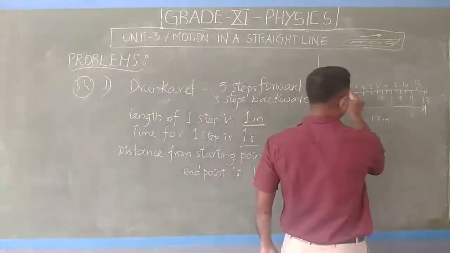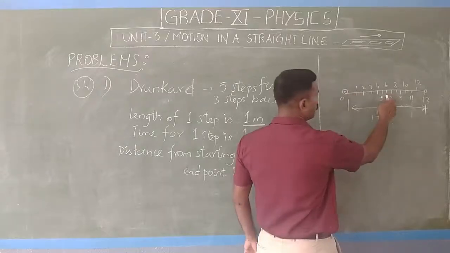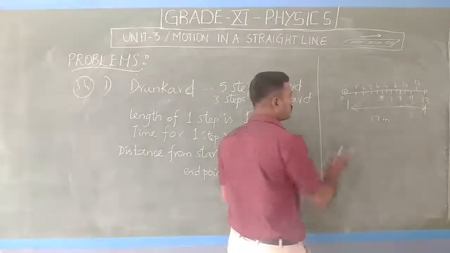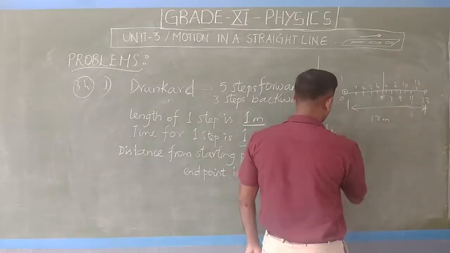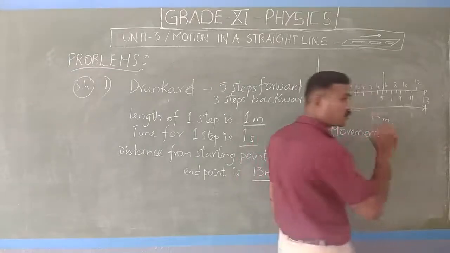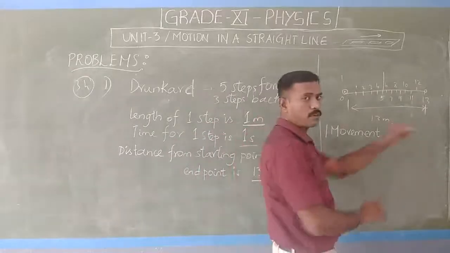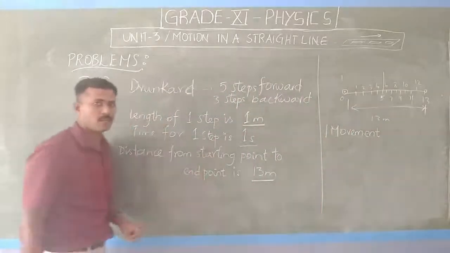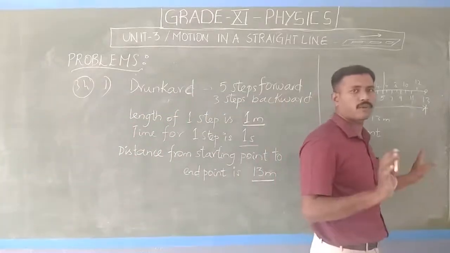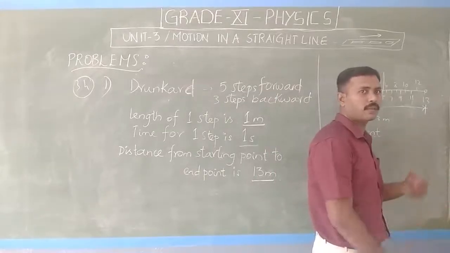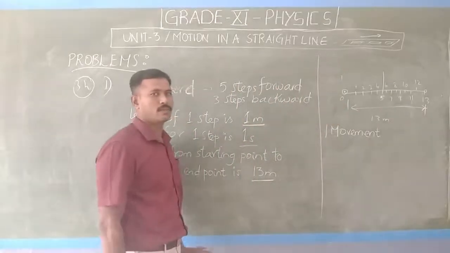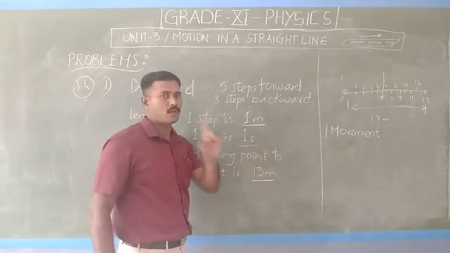First, from this point it moves 5 meters forward. Then it comes 3 meters back. That is one movement. It goes 5 meters forward, 1, 2, 3, 4, 5, and comes back 3 meters backward, 1, 2, 3. So this is the complete one movement.